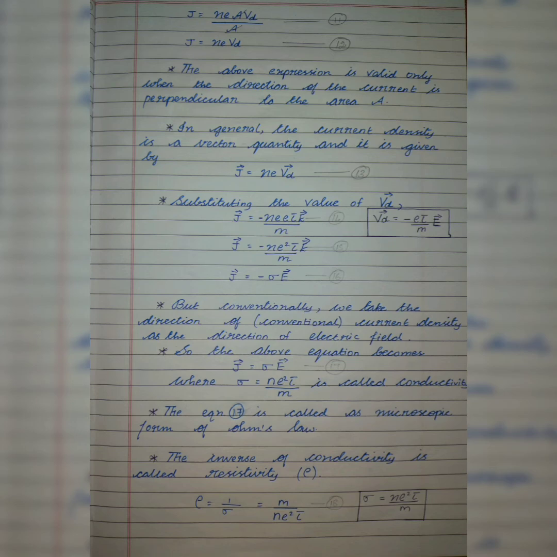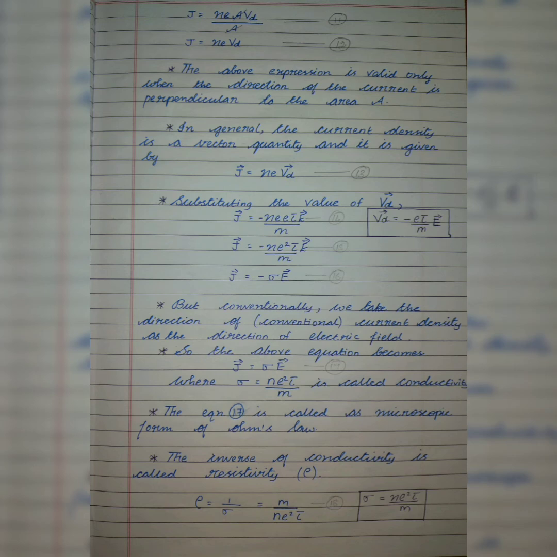Then in the equation number 13ல we have to substitute the value of VD vector. இந்த VD vectorோட value என்னன்னா minus E tau by m into E vector. இது ஒரு formula, you have to learn this. So drift velocity is equal to minus E tau by m into E vector. This is a formula, you have to memorize this. In order to solve problems also this formula will be used.